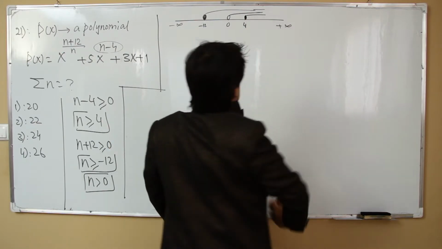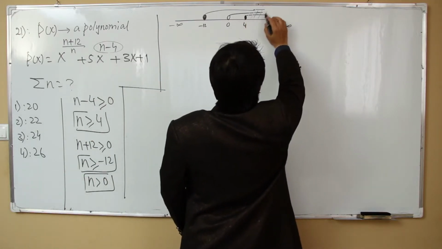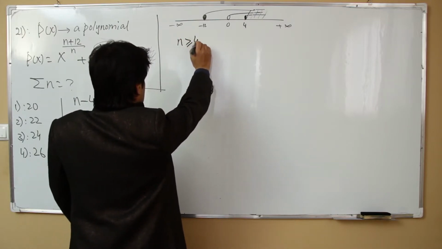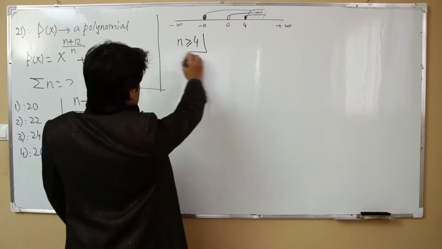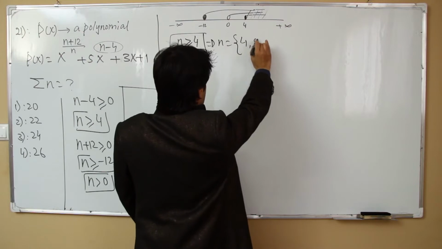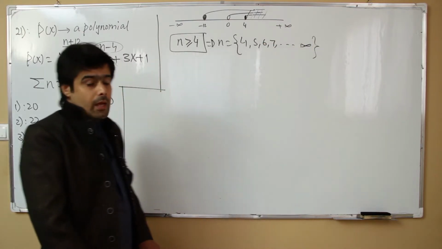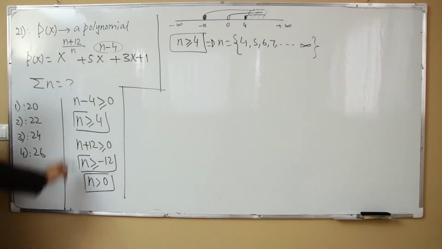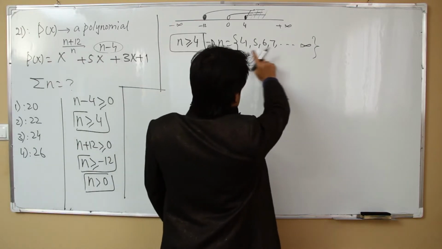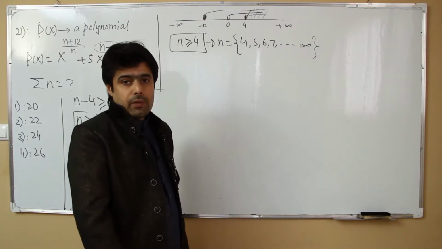Now find the intersection of these three lines. I think this is the intersection. Intersection is n starts from 4 and greater than 4. It means n can take 4, 5, 6, 7 up to infinity. Now, what is the question? The question is, what is the summation of the n? If you want to sum these 4, 5, 6, 7 up to infinity, the summation would be infinity.